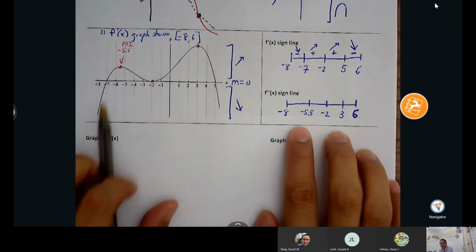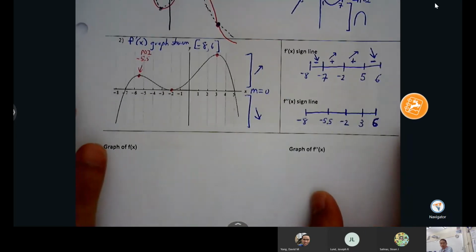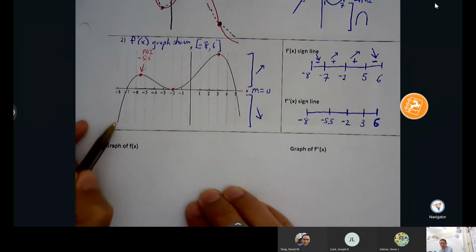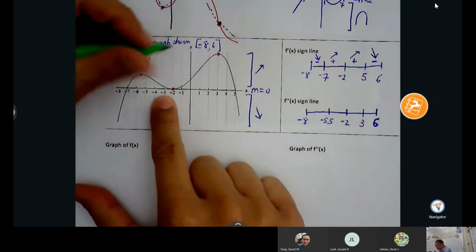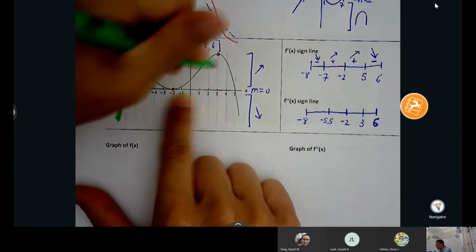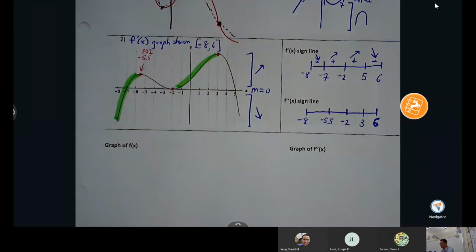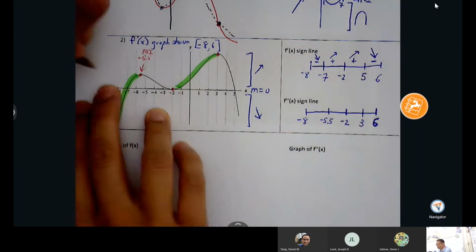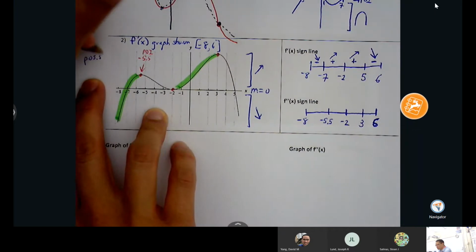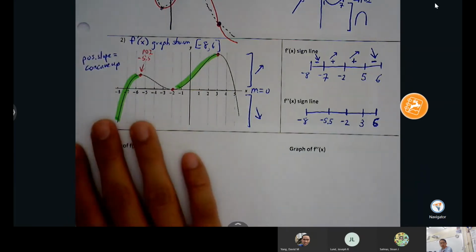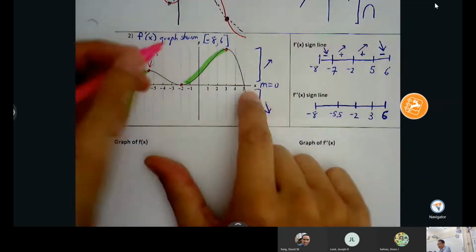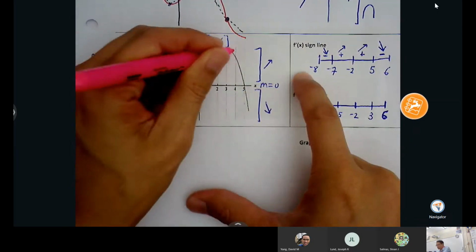Okay. Now we look at the slope, right? So positive slope is going to translate to concave up. Let me highlight that here. Okay, positive slope is concave up. Negative slope is going to mean the graph is going to show concave down.